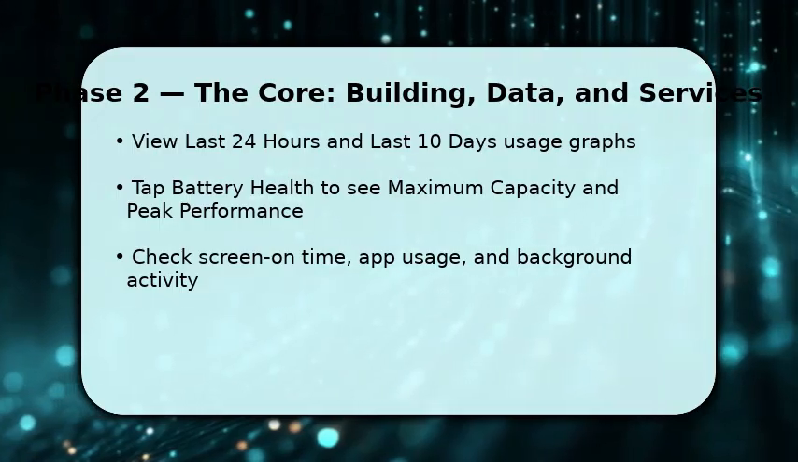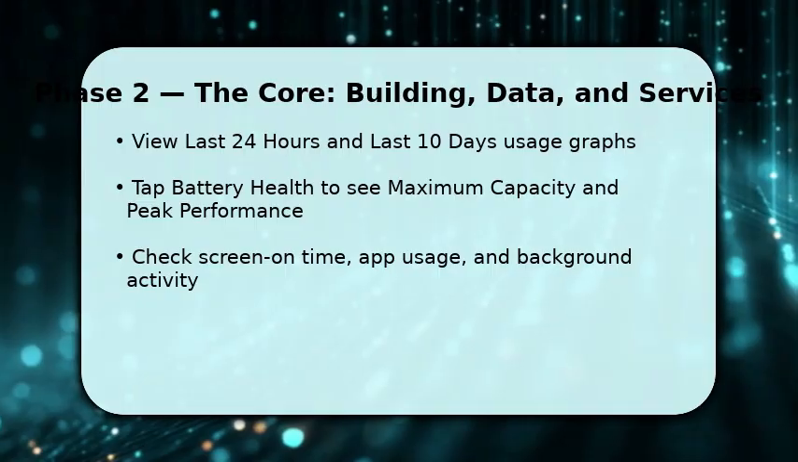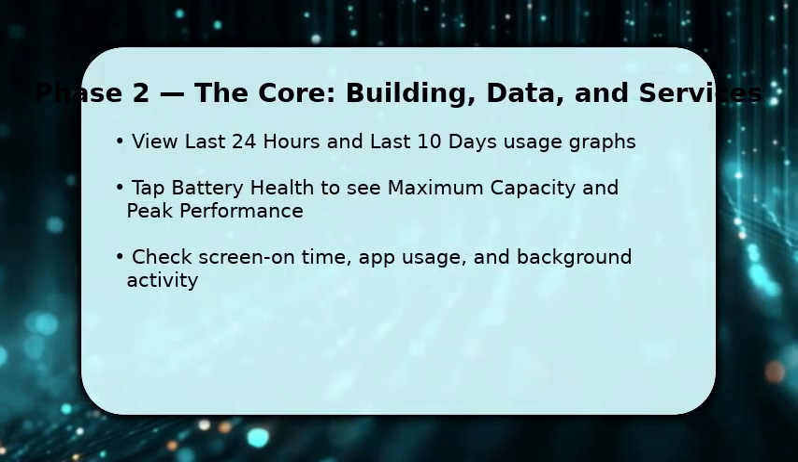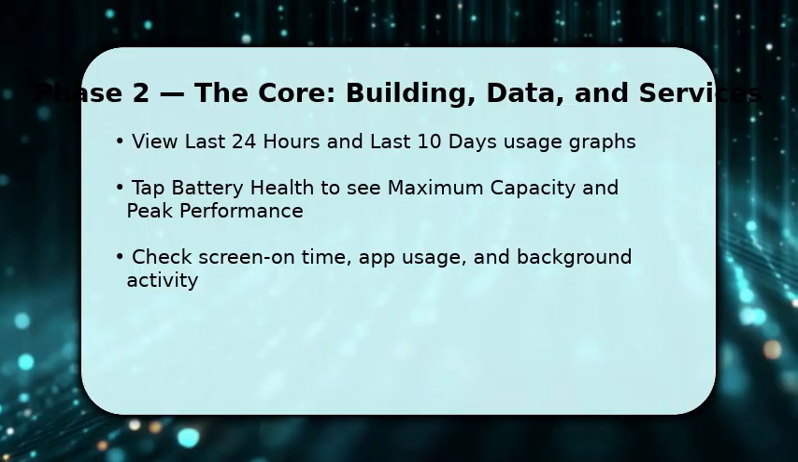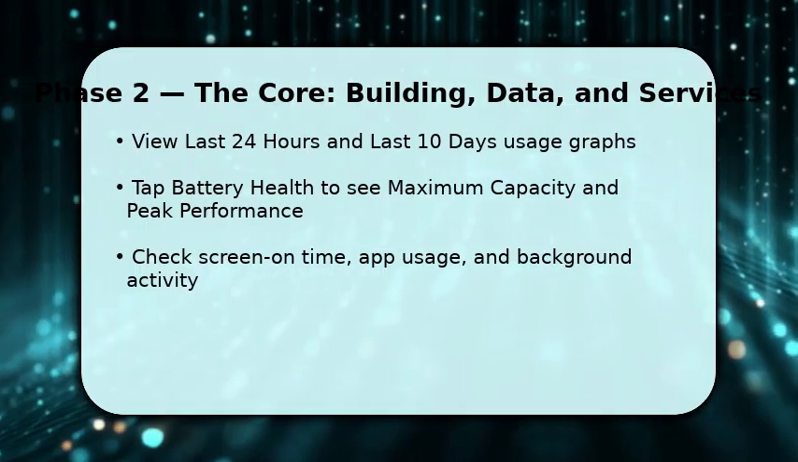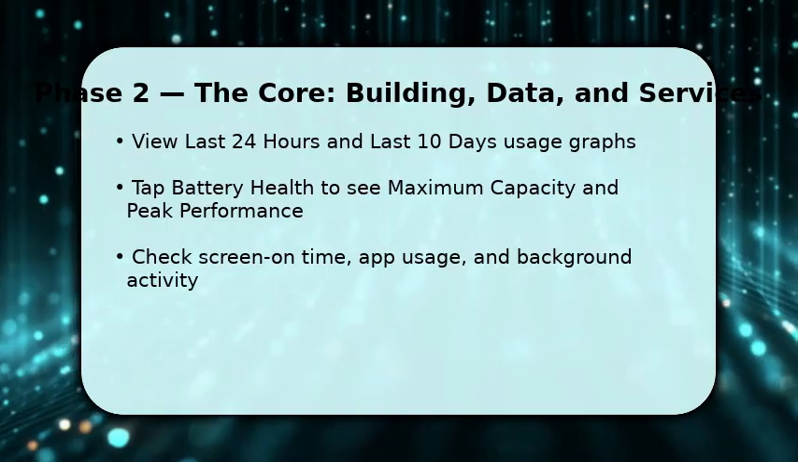This explains long-term degradation. Also inspect screen on time and background activity per app to understand which tasks cost the most power. If you compare patterns across days, you learn cause and effect and can plan targeted adjustments.